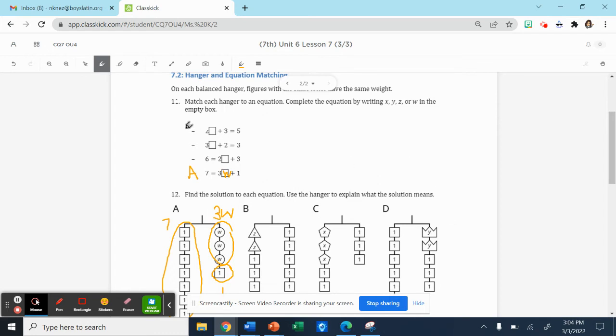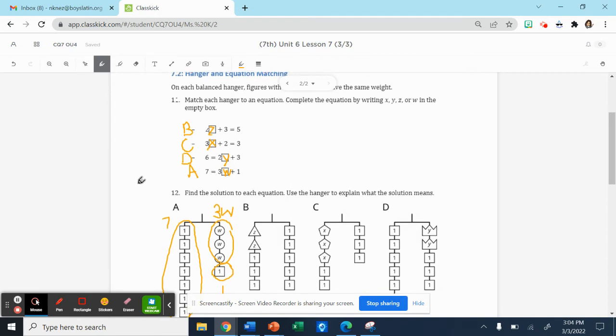So, you should have matched diagram B with the first equation, 2 groups of Z plus 3 is equal to 5. Diagram C is matched with the second equation, 3 groups of X plus 2 is equal to 3. And diagram D is matched with the fourth equation. I have 2 groups of Y plus 3 equals 6.